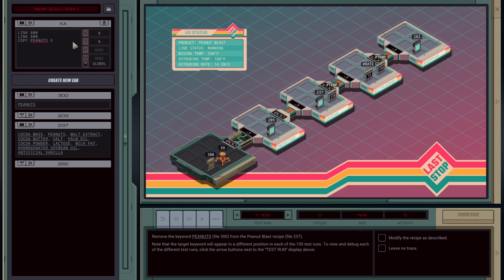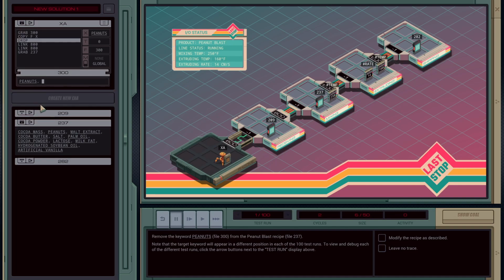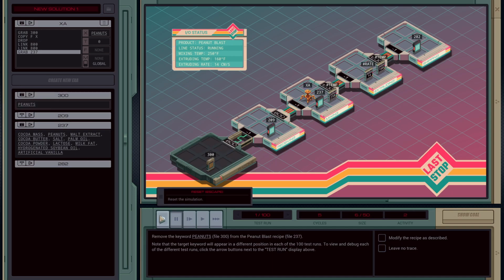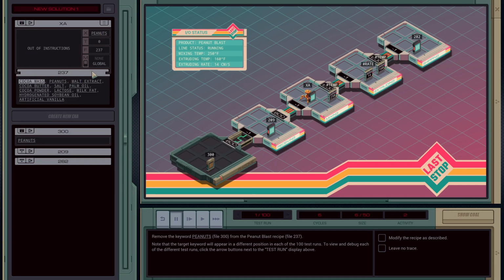Okay, so then I do have to say, before I go anywhere, grab 300, copy F to X to copy the word peanuts into here. And then I just want to drop it because I need to pick up another one. And then when I'm over here, I just want to say grab 237, and then I need to copy. Wait, just to make sure that doesn't take the peanuts out of the file, right? Yeah, no, it doesn't take it out. So I'm over here with peanuts there, and I'm holding that.